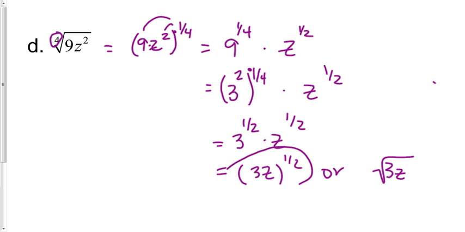Isn't that kind of cool? Now it's all simplified out. So the 4th root of 9z squared actually turns into the square root of 3z. It kind of makes sense when you look at the original problem and then what we ended up with down here.